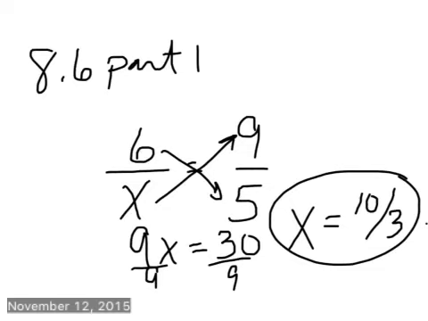Every single one of the ones that you're going to have today are going to look like that. You can cross multiply every single one of them. The only difference is they're not going to be so easy. You're going to have more variables involved than just one. So, another one that looks like it.